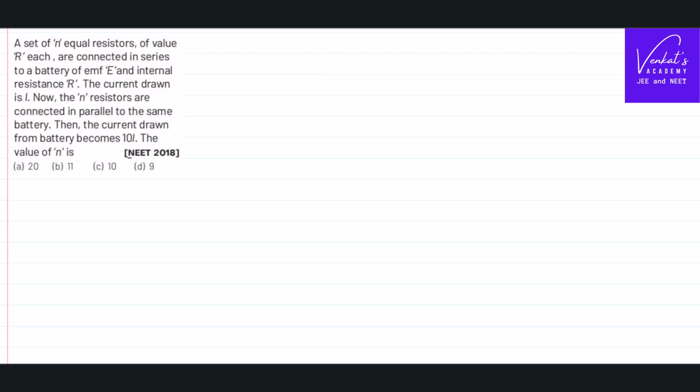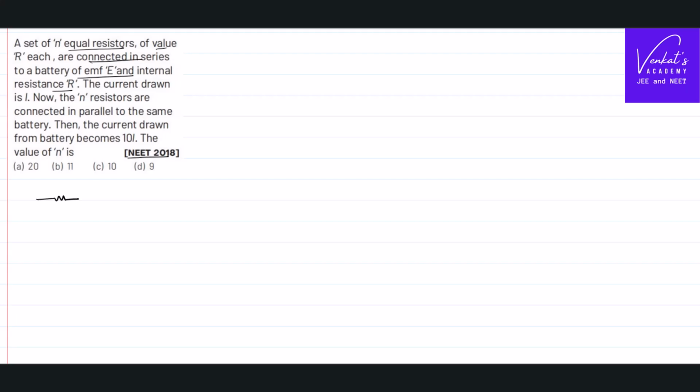This is the NEET 2018 question in current electricity. The question says a set of n equal resistors, each of value of resistance R, are connected in series to a battery of EMF E and internal resistance R. Let us try to draw a diagram and see what it says.